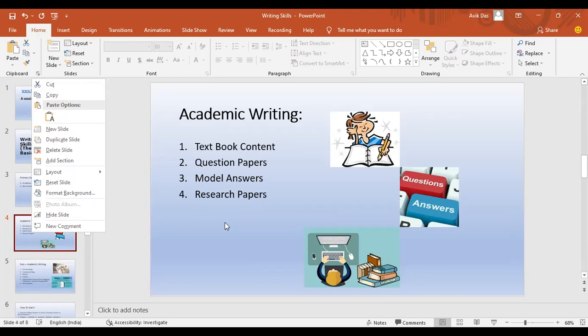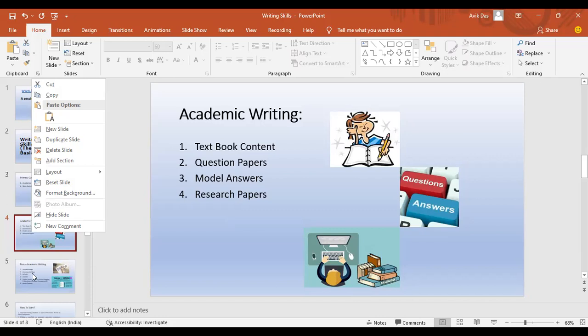And the fourth skill inside academic writing is writing research work, research papers. Research paper writing has a different skill. The way you are arranging the different information, the way you are citing the different references, that comes under research paper writing. So academic writing is basically these four types.